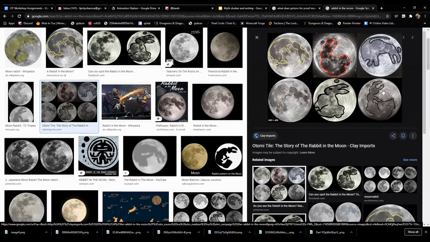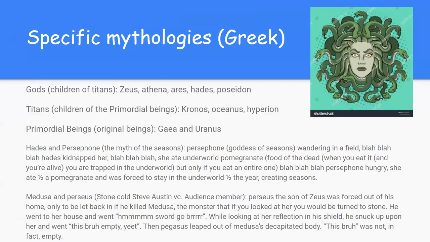And so that was actually one of the things that the myth explained, why there was a rabbit on the moon. So it explains how the sun came to be and also how the moon came to be, as well as why there's a rabbit on the moon. But yeah, so moving on, I think our Greek group is going to share a little bit about Greek mythology.